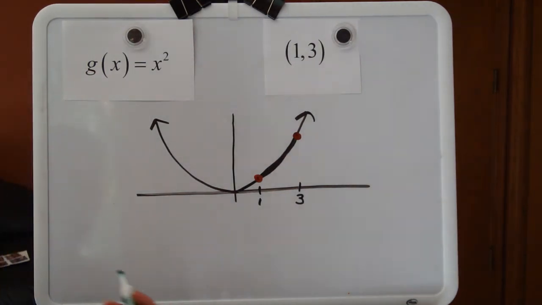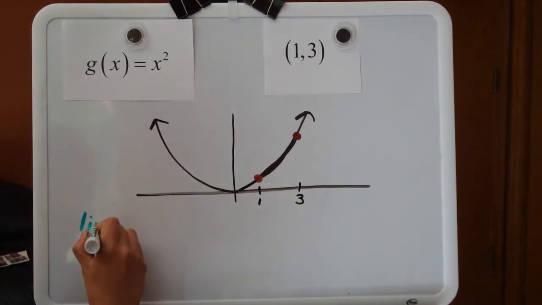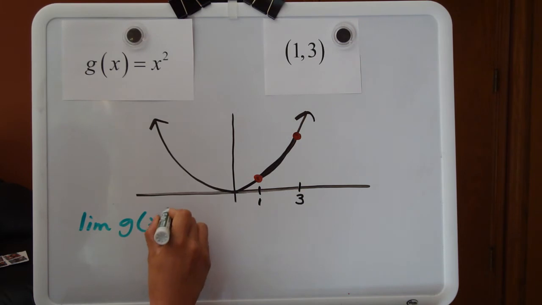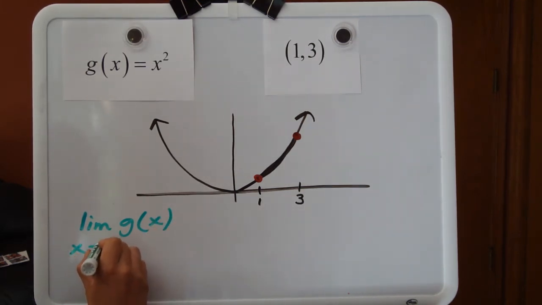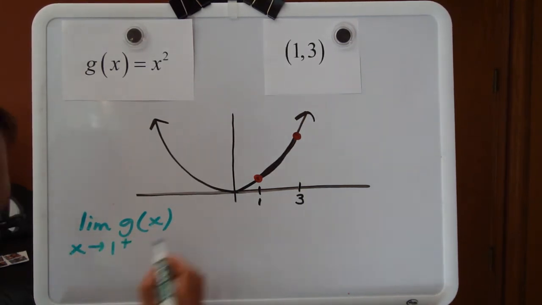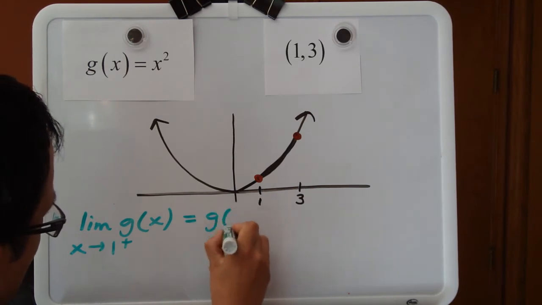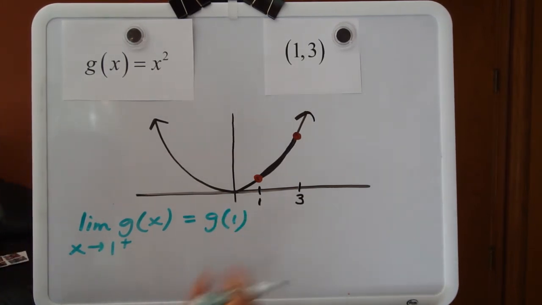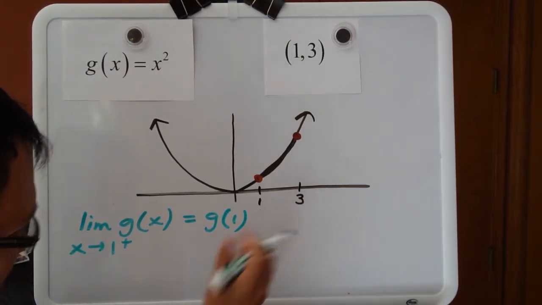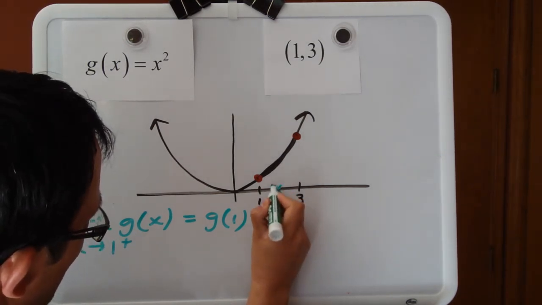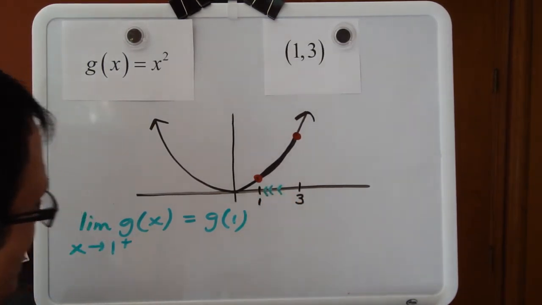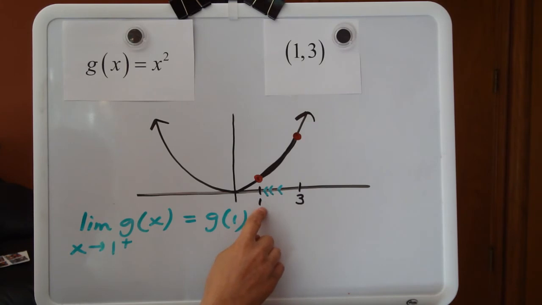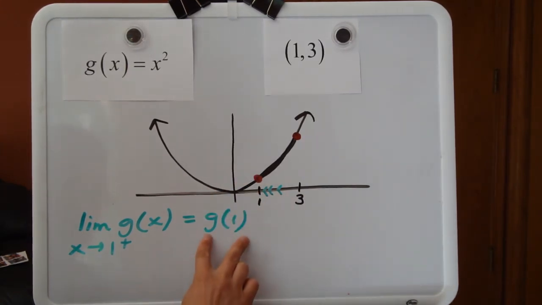So two things that we write here, you could say the limit of this function g of x, as x approaches 1 from the positive side, is equal to g of 1. So the key here is we're looking inside this window from 1 to 3, but if you approach one of the endpoints from the inside of the window, so if you approach 1 from the positive side, notice that the limit is equal to the function value g of 1. So this means that we could include the left endpoint for continuity.